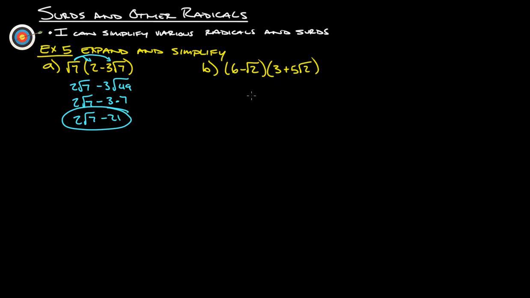Okay. B here, we got quantity 6 minus root 2 times the quantity 3 plus 5 root 2. So this is just going to be a little FOIL problem here. Or honestly, I like to do the little stack technique instead. So I'm going to take this 6 minus root 2 and put it underneath this other one. Or you can take this one and move it under there. It doesn't matter. And then I'm just going to start multiplying just like I would a 2-digit by 2-digit problem.